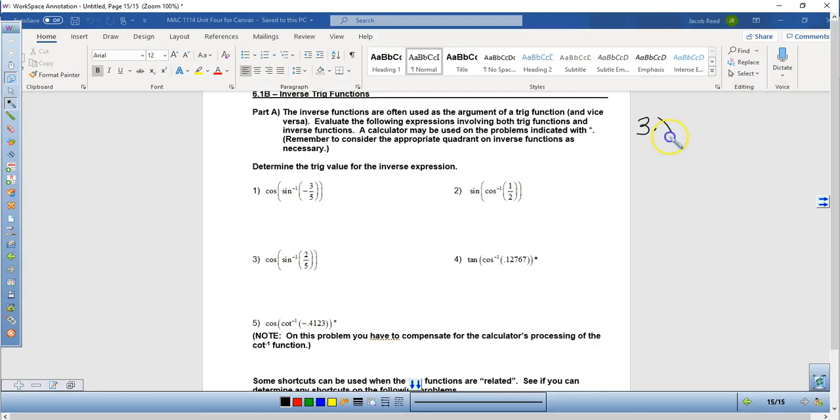Number 3. Sine inverse of 2/5. Since it says 2/5, we know it's first quadrant, it's positive. There's 2, there's 5. Yet again, you can work out the Pythagorean theorem. I'm just going to go ahead and write it up here. It's root 21. Now that I've done that, I need cosine of the theta. Well, it'll be root 21/5.